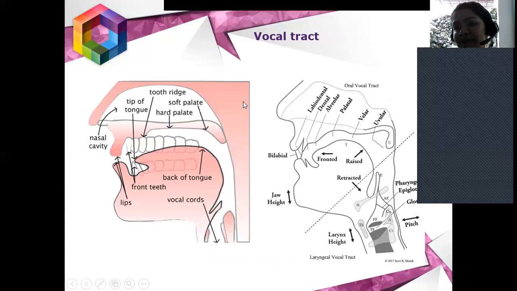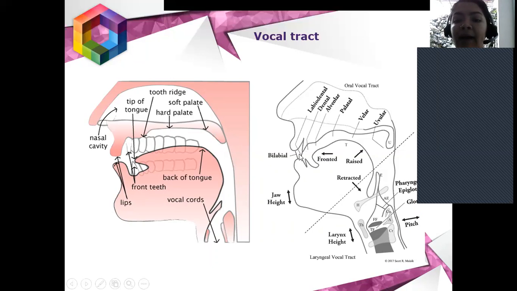Okay, this is the vocal tract. This is very important that you know how it works. In the first act, you have to add a picture of the vocal tract because I want you to know that, okay? So this is the nasal cavity. We have the teeth and the tongue. We have the lips, up and down. We have the front teeth. We have the back of our tongue. We have the vocal cords. We have the hard palate, the tooth ridge, the soft palate, okay?